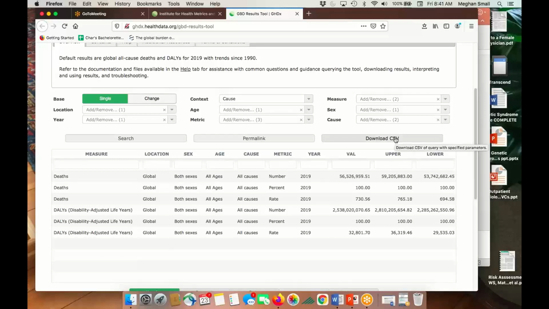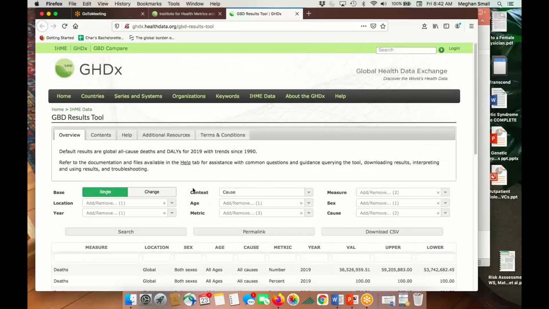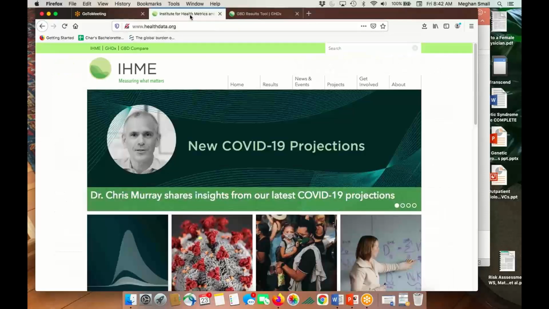And then you can also just download the raw data and it'll give you an Excel file of the data that you can use and manipulate yourself. So that's the results tool itself. There's lots of tabs in here for help if needed with some of the data.